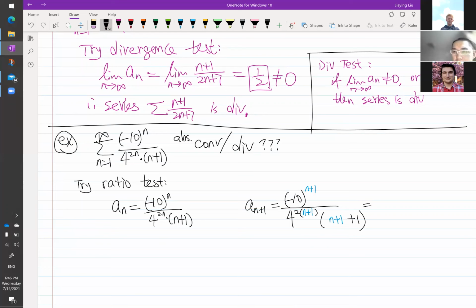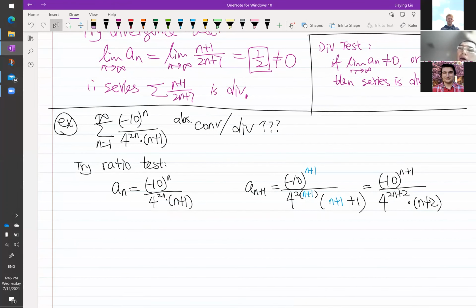And I'm going to rewrite this term, just simplify a bit more to make it look better. So this will be negative 10 to the n plus 1, divided by 4 to the 2n plus 2 if we distribute the 2 in the exponent, times n plus 2.